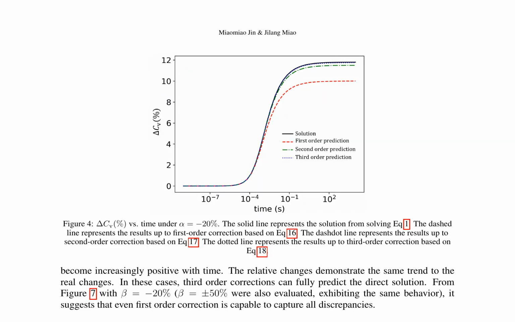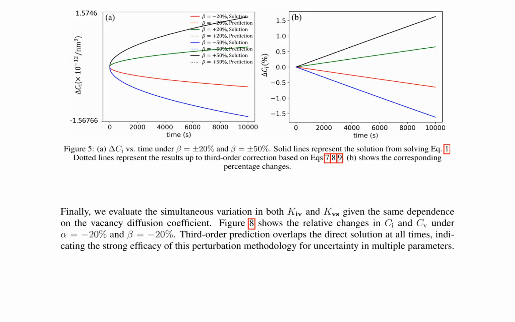The impact of varying KVs on CI and CV is shown in Figures 5 and 6, indicating a lessened impact compared to KIV. The analysis also discusses the opposite sign of increment CI and increment CV for a given beta, with third-order corrections capable of fully predicting the direct solution. Figures 7 and 8 evaluate the simultaneous variation in both KIV and KVs, demonstrating the efficacy of the perturbation methodology for uncertainty in multiple parameters.